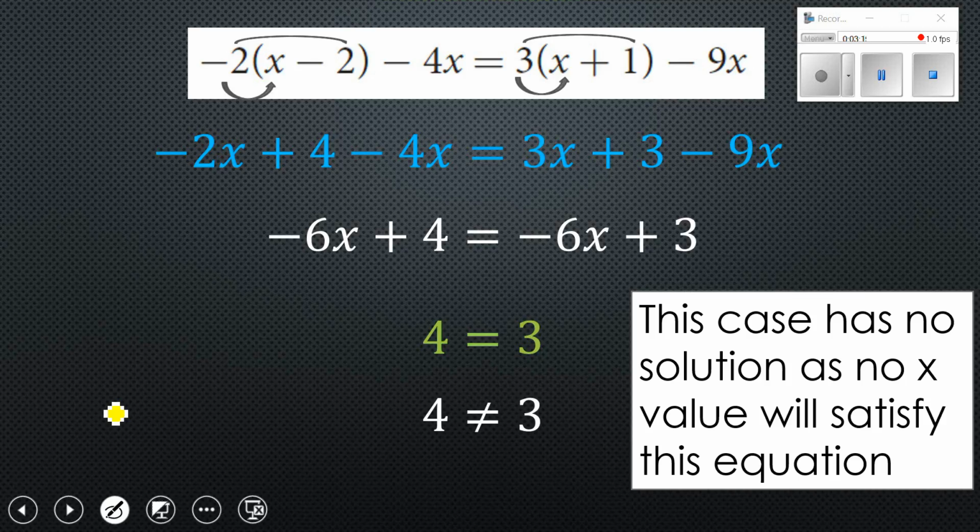Okay, so that's our second case there. That takes care of no solution and infinite many solutions.